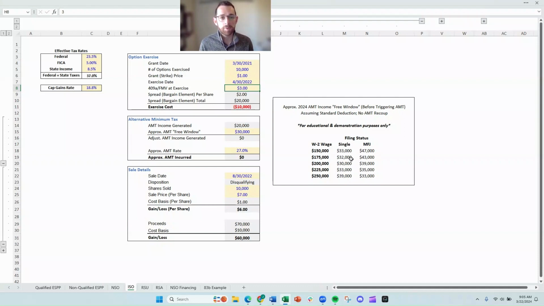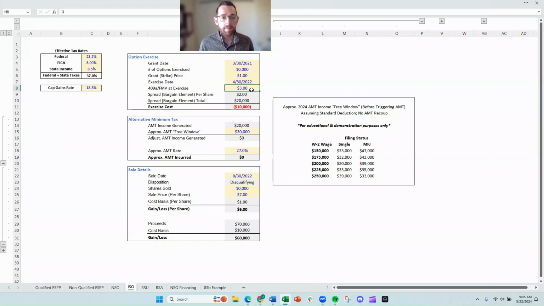I've rounded down these numbers because, again, it should just be used for educational purposes only, and it could vary drastically by person, but generally speaking, there might be about a 30,000 window. So what that means is that because we generated only $20,000 of bargain element, it is below the AMT free window that we have assumed here for this particular person. And so this means that we are not generating any AMT income. When we don't generate any AMT income, we are not generating any AMT tax incurred.